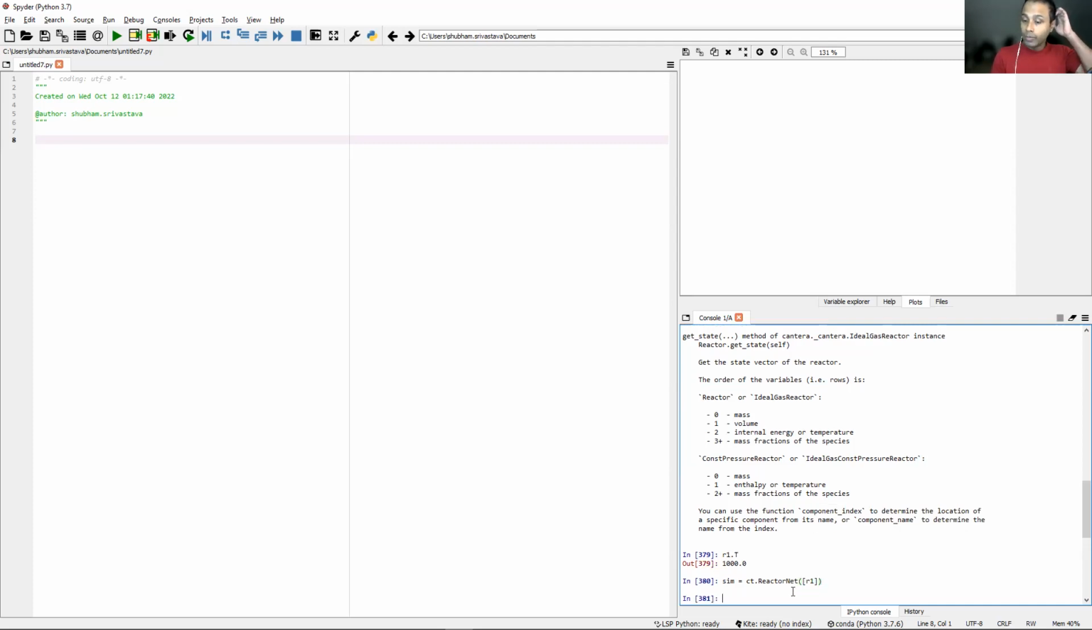Now, using this line, a network has been formed where R1 is a part of this network, and now you can solve this network to see how the reactions progress in this particular reactor. There are two ways, actually. Let's go with the simpler way first, and then the more advanced way.